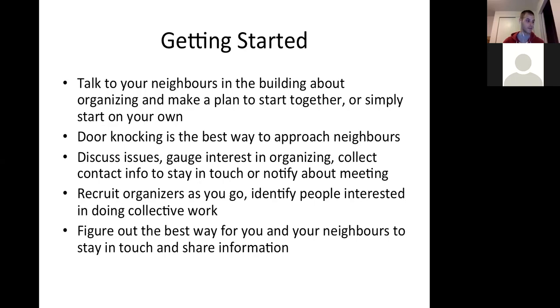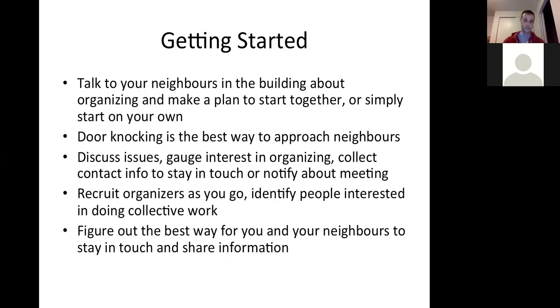If you could find a neighbor who wants to start a tenant association, who's willing to door knock with you, that could be a good way to start building the group, start getting a sense of whether other people want to form a tenant association. And when you're door knocking initially, it's often just to discuss issues, get a sense of whether people are interested in organizing, and collecting contact information to stay in touch, or to notify people about a meeting.